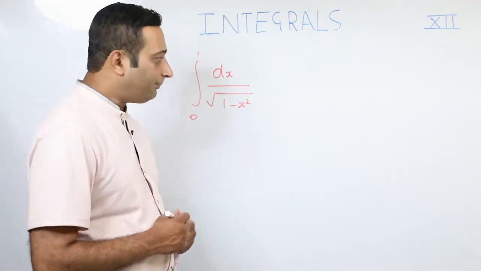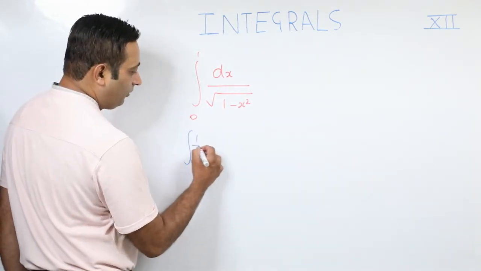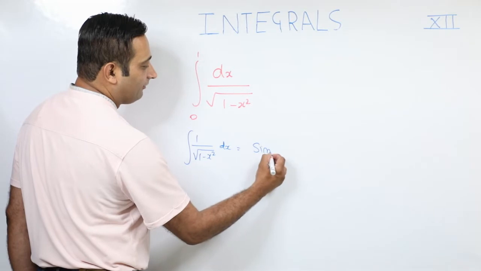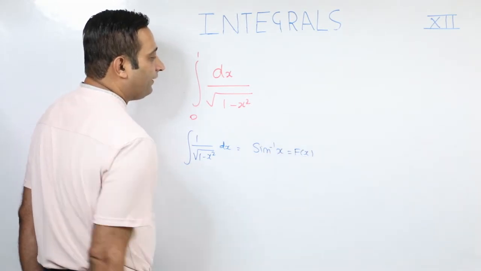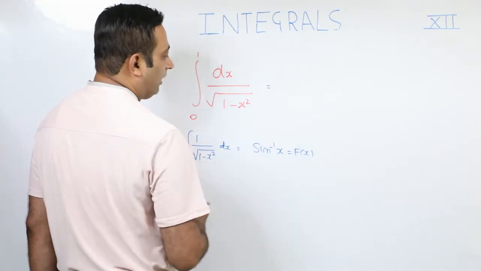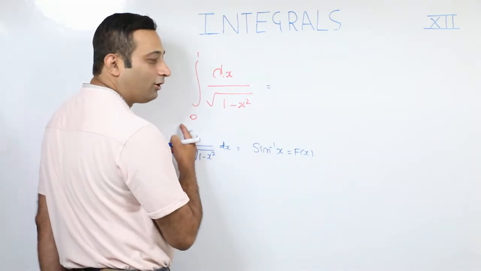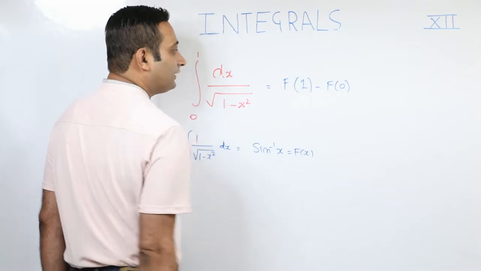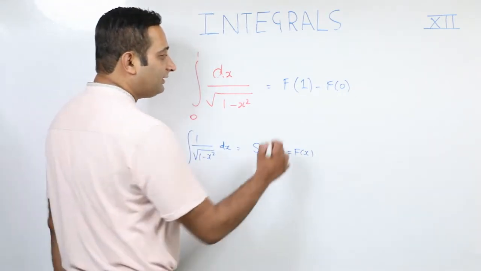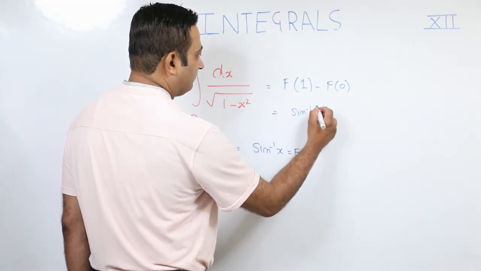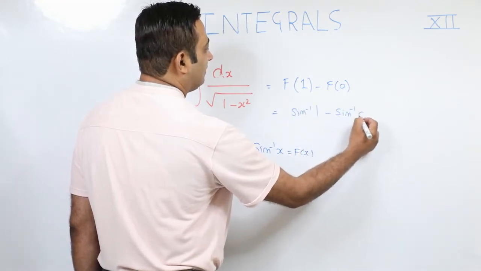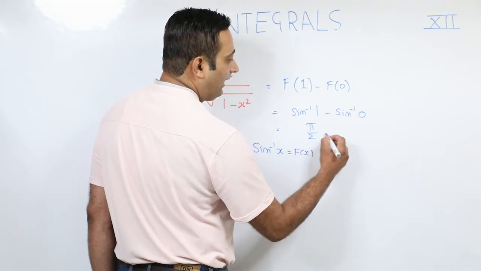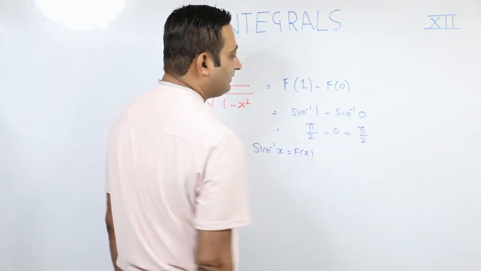Now in this question we can apply the standard integral of the function 1 by under root 1 minus x square dx, that will be equal to sine inverse x. So that is our function F of x, that is the antiderivative of the given function. Now we have to find the definite integral of this function, which will be equal to F of 1 minus F of 0 using second fundamental theorem of definite integrals. The answer would be sine inverse 1 minus sine inverse 0. Now we know that sine inverse 1 is equal to pi by 2 and sine inverse 0 is 0. So our final answer would be pi by 2.